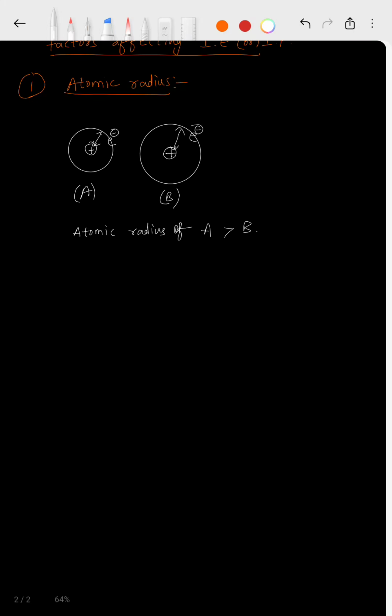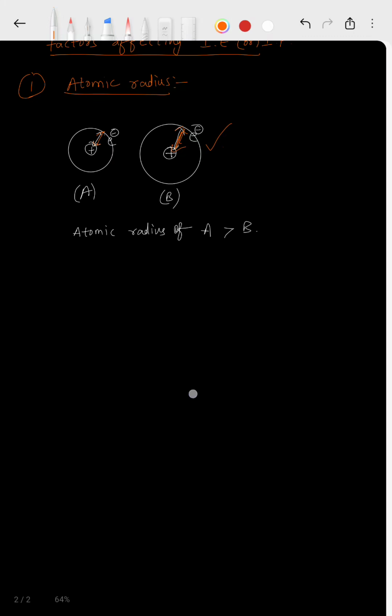Okay. Now the radius increases. It means the attraction force between the electron and nucleus will be more here or here? Here it will be more. Why? Because the distance increases from the nucleus to the outermost shell. So atomic radius increases means the attraction force decreases. When the attraction force is less between the nucleus and outermost shell, we can easily remove the electron. Got it? We can easily remove the electron from here as compared to here, because here the attraction force between the nucleus and the electron is more as compared to here.